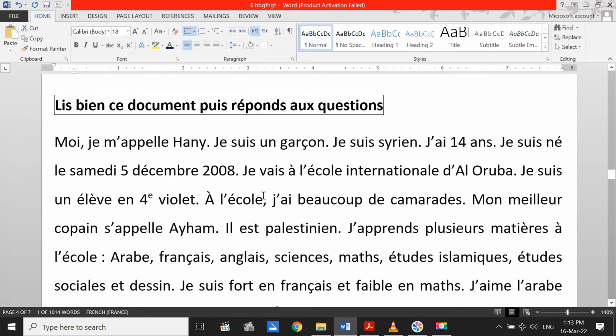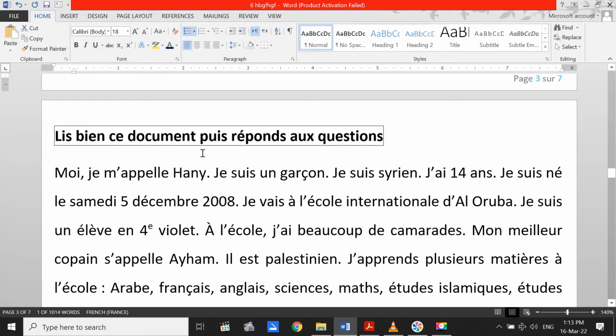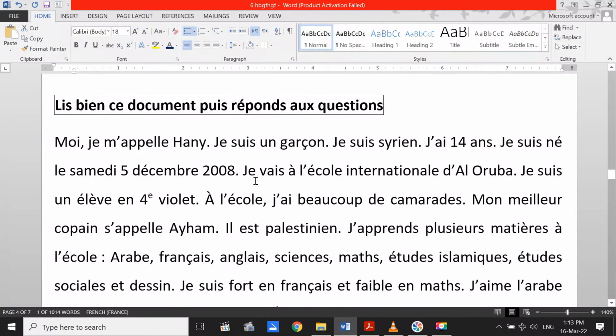Number 2 in this session, lis bien ce document, puis réponds aux questions. Then answer these questions. Donc on a un document ici, on va lire ce document, puis on va répondre d'après le texte, on va répondre aux questions. We'll answer the questions according to this text.